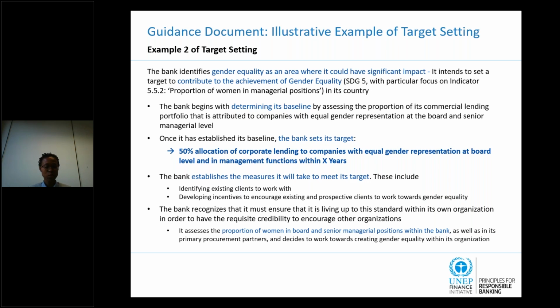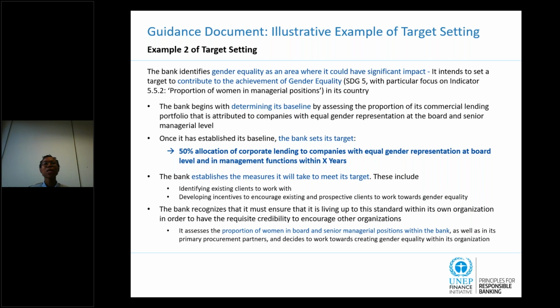So the bank begins by determining its baseline. So what is my starting point? And it does this by assessing the proportion of its commercial lending portfolio that is attributed to companies with equal gender representation at the board and senior managerial level. So once it has established the starting point, it can then set its target. The target that the bank sets is 50% allocation of its corporate lending to companies with equal gender representation at the board level and in management functions within a certain number of years.